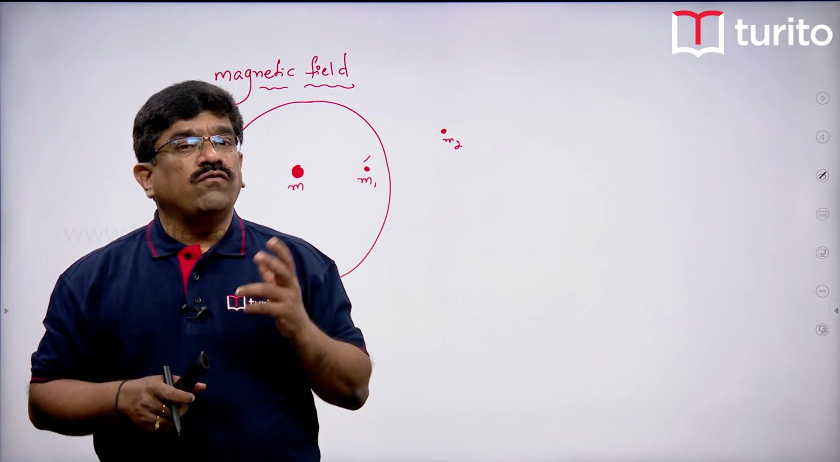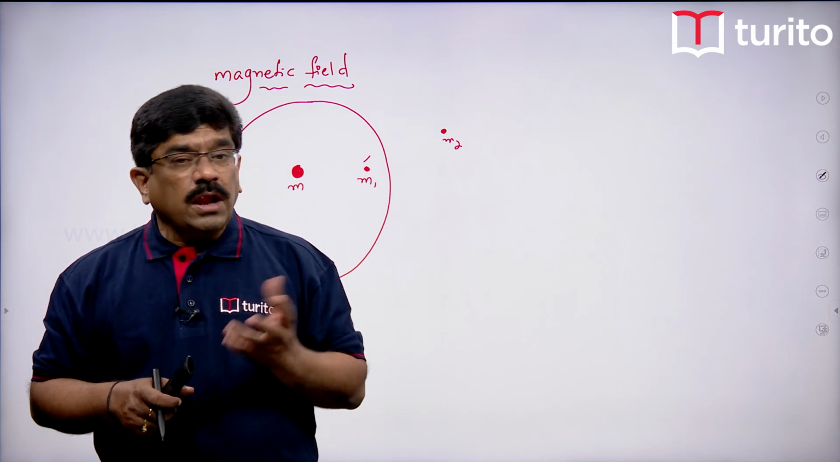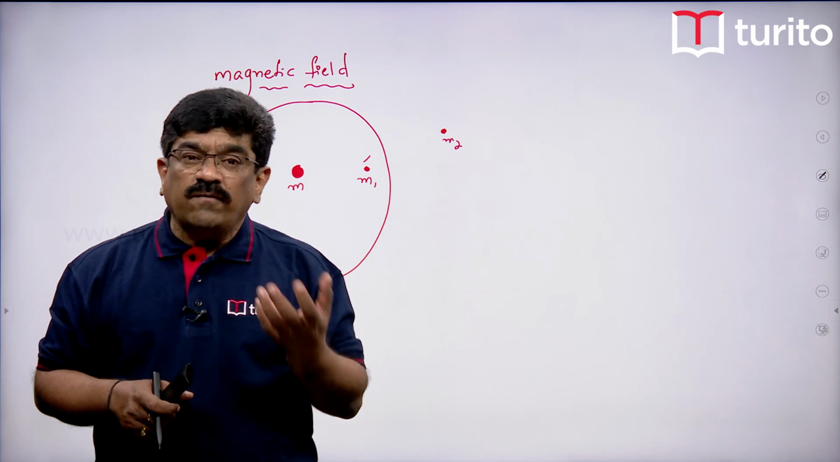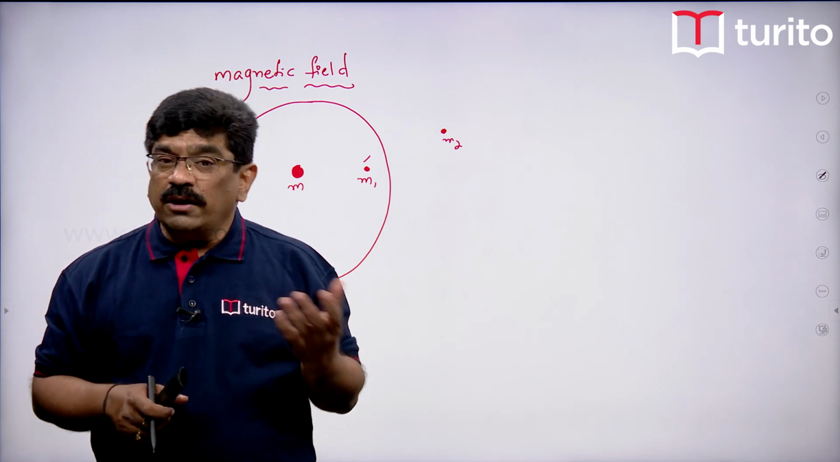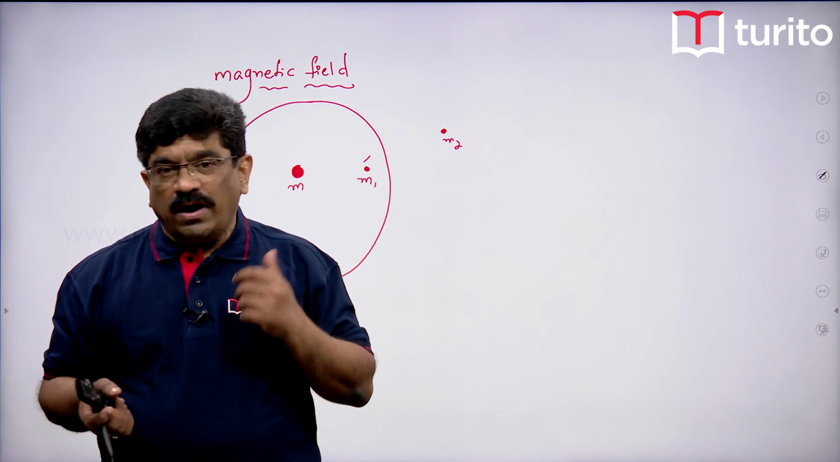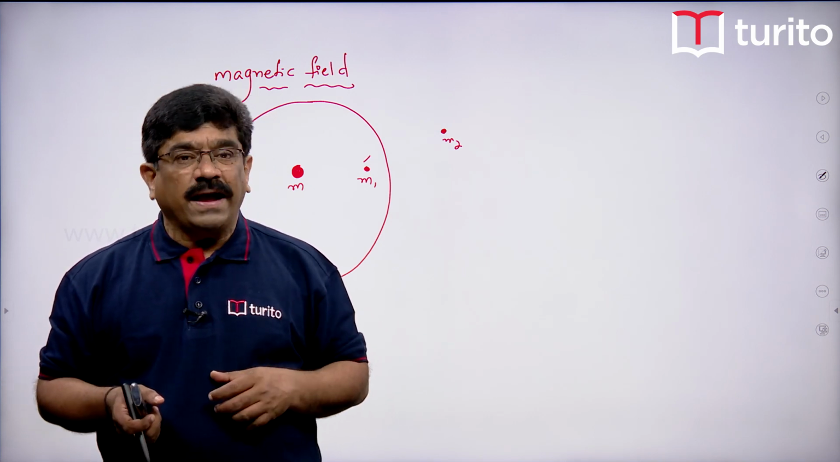Next, the non-uniform magnetic field definition. Non-uniform magnetic field means the magnetic field within which the strength of the field is different at different points, either in magnitude or in direction or in both, then it is called a non-uniform magnetic field.